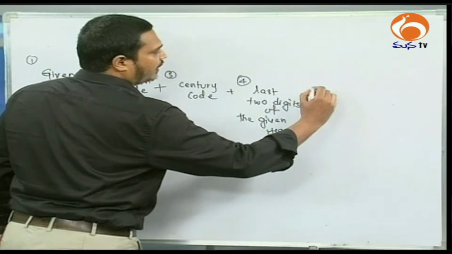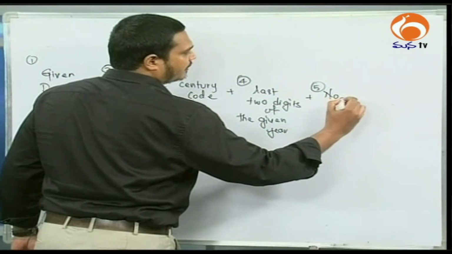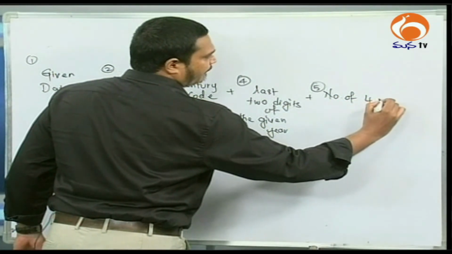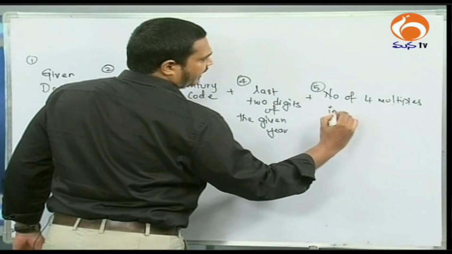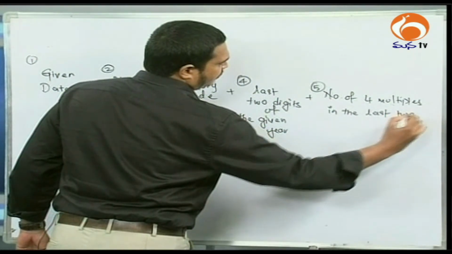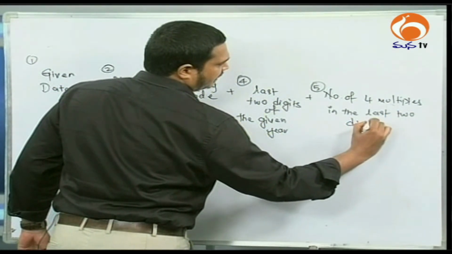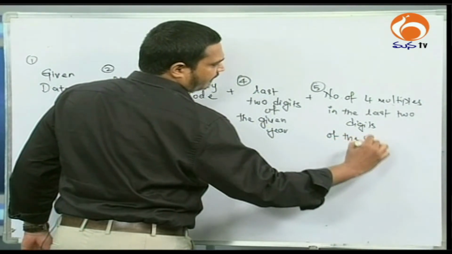And then what is the fifth parameter? It is so simple: the number of 4 multiples in the last 2 digits of the given year.